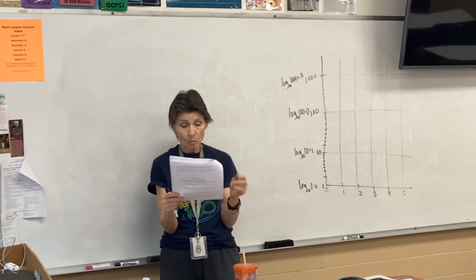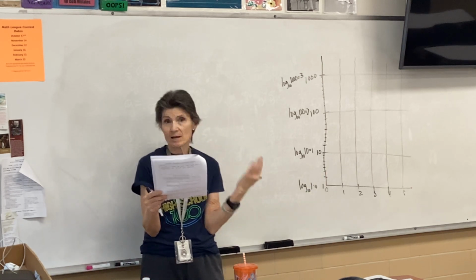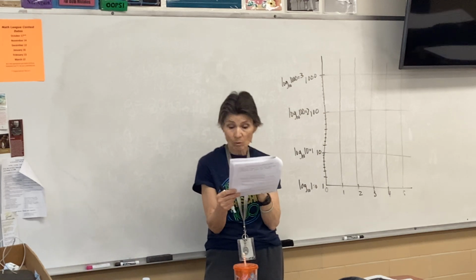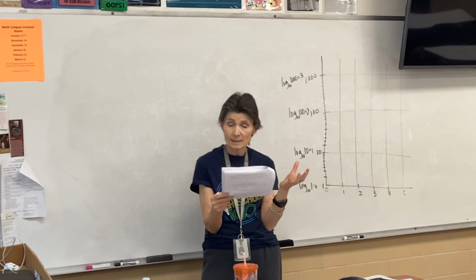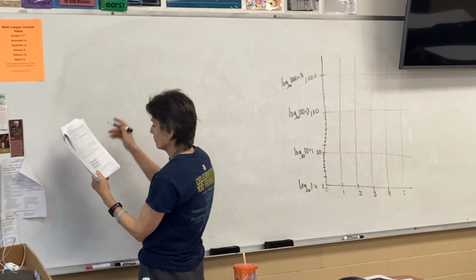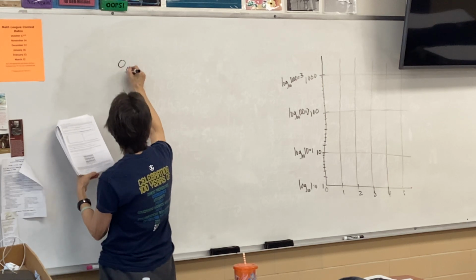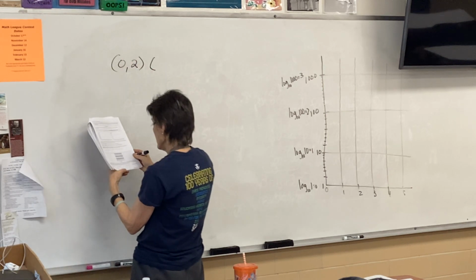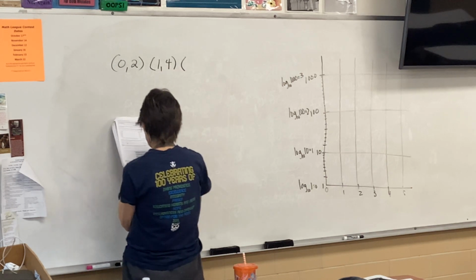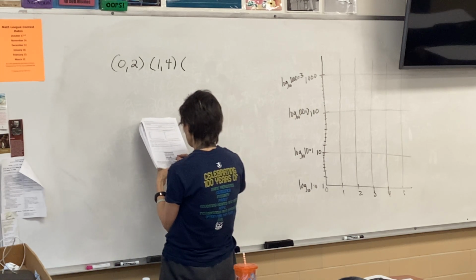So immediately, we can rule out A and C because they are not exponential. Now, to decide whether we think it's B or D, which are the exponential equations, let's look at some of the points and see which ones fit. So the first point on the grid would be 0, 2. And then the next one is 1, 4. And the next one is 2, 8.